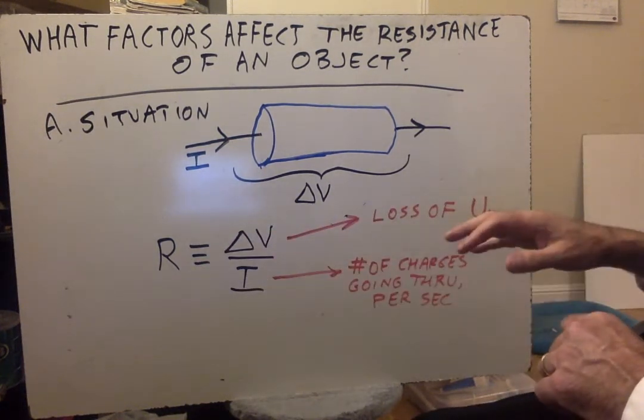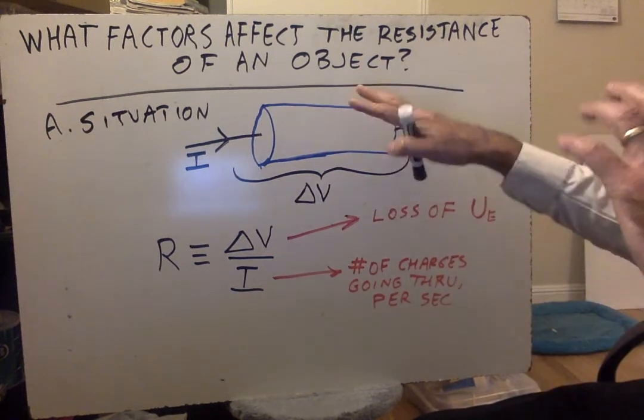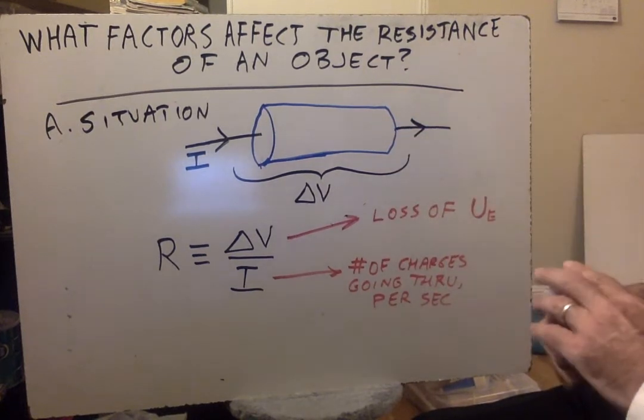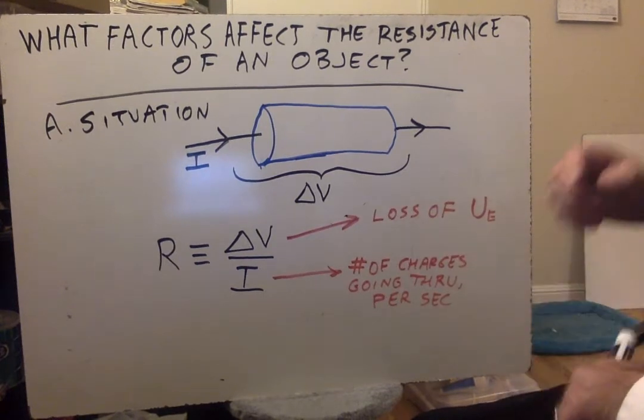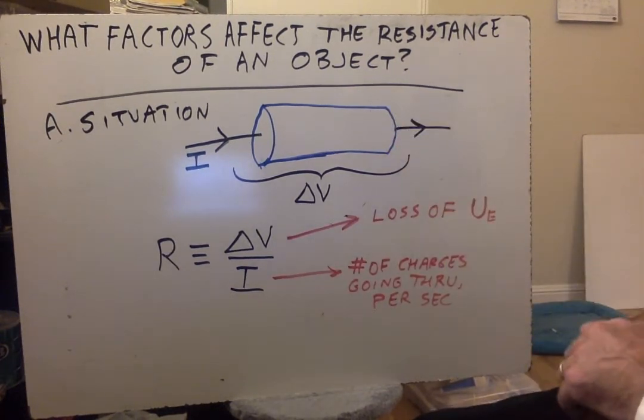So now imagine we can change anything we want about this. Imagine you have the power to change anything about this cylinder. What could you change? What are the different things you could change to make its resistance bigger? So think about all the different things you could change to make the resistance of this bigger.